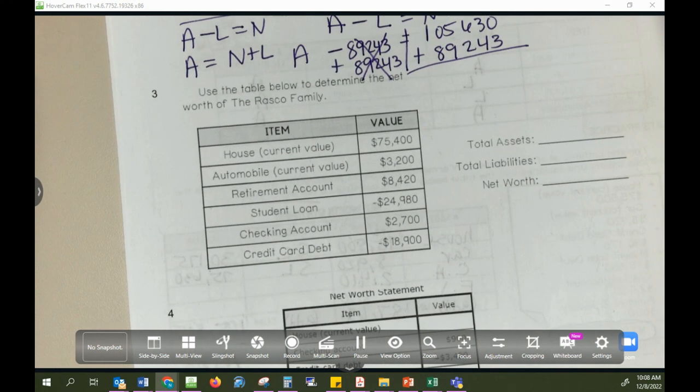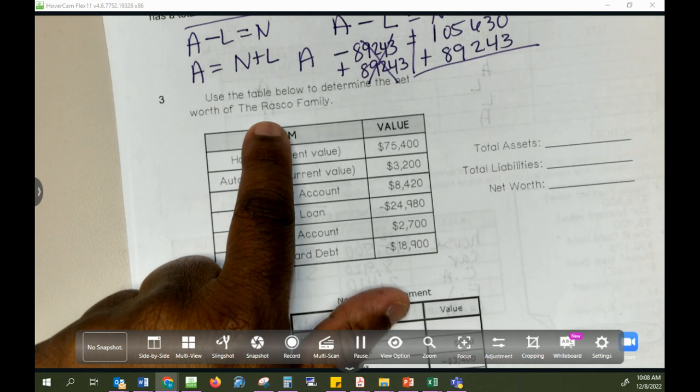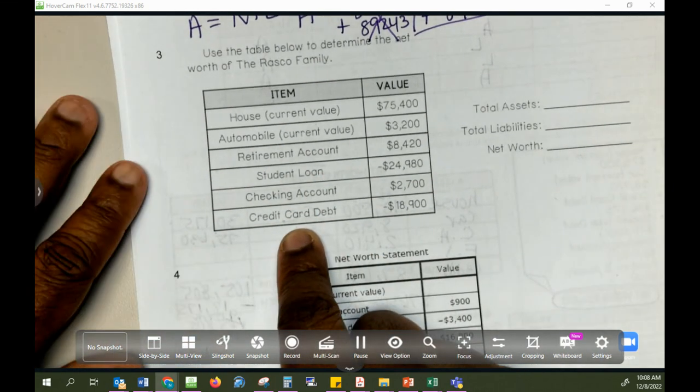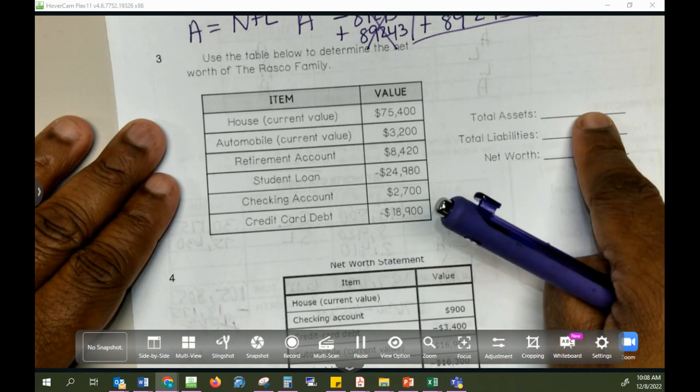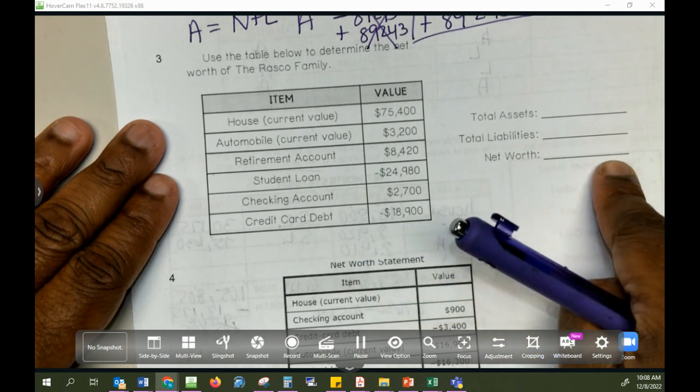For the next one, it says use the table to determine the net worth of the Rascals family. So go through this side first and write A or L to determine what's your asset and what's your liability. Write your total asset, total liability, and then subtract them to get your net worth.